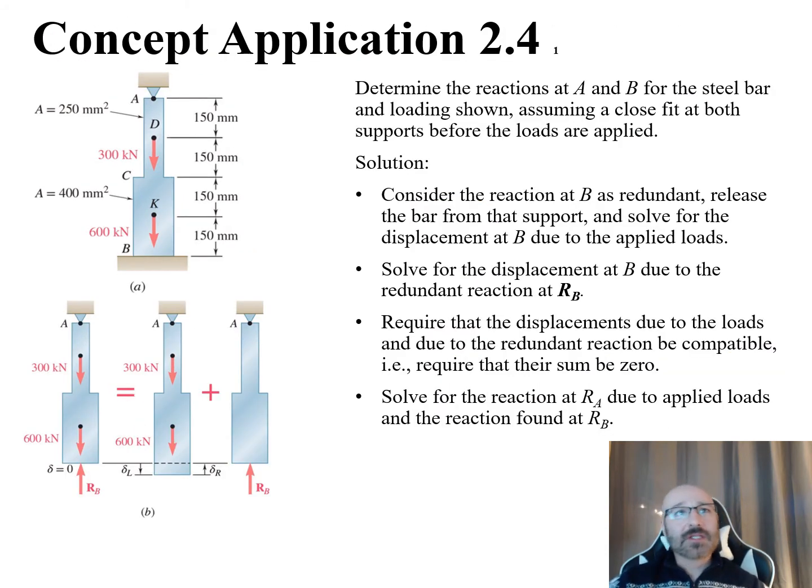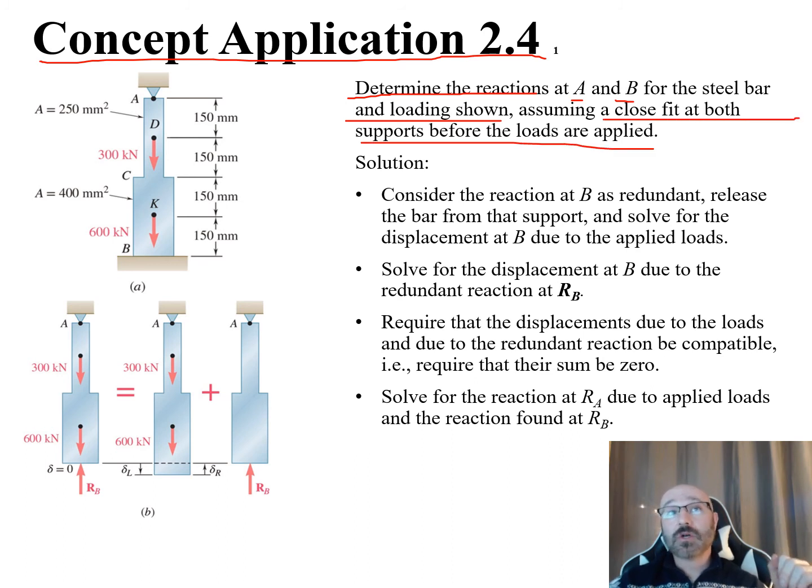Next, let's take a look at this concept application 2.4 here. In this one, we're using that same problem we just looked at, where we have the statically indeterminate problem, and they want us to determine the reactions at A and at B for the steel bar and loading that's shown. We're going to assume a close fit at both supports before loads are applied. So before this 300 kilonewton, 600 kilonewton load, we're assuming that there's going to be a close fit. We can see A is up here at the top, and B is down here.